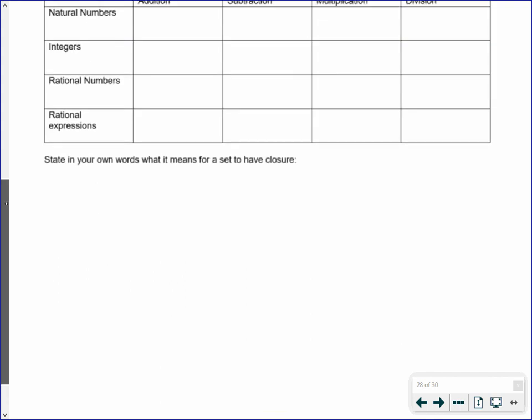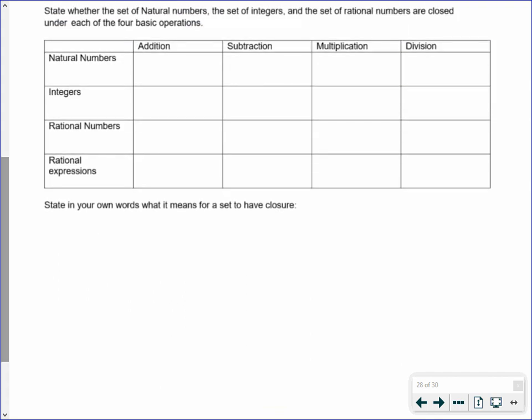So we have this chart in the bottom of your notes over here, and what we want to do is see if each of these sets of numbers over here on the left, so the set of natural numbers, integers, rational numbers, and the irrational expressions, is closed under any of these operations.